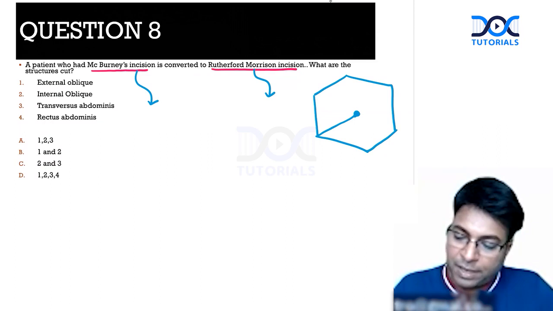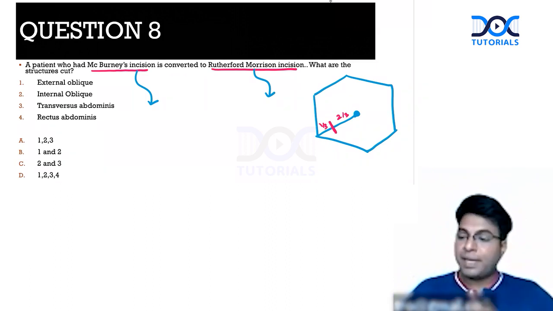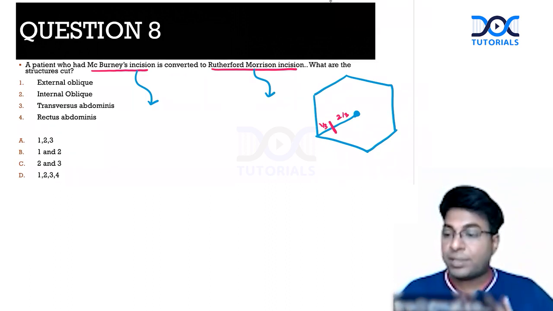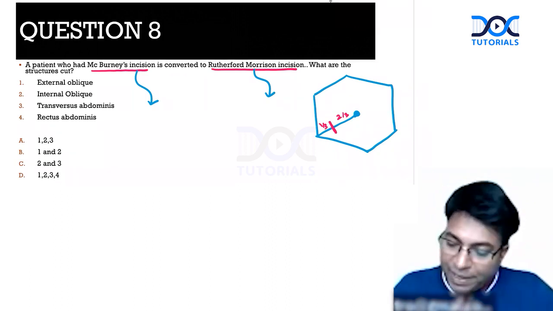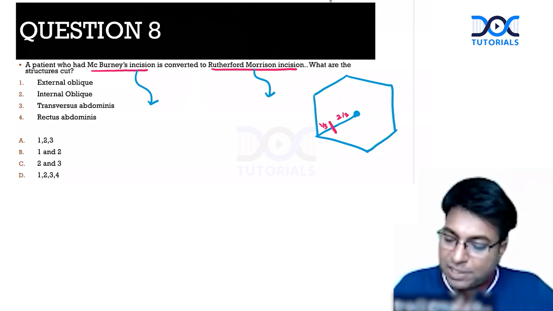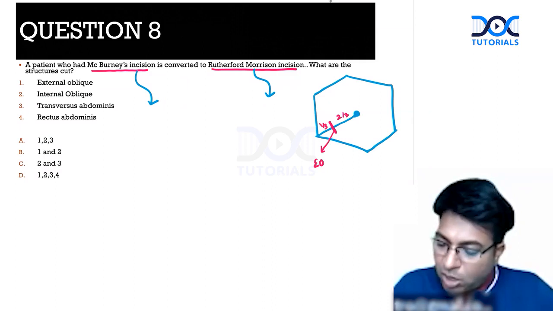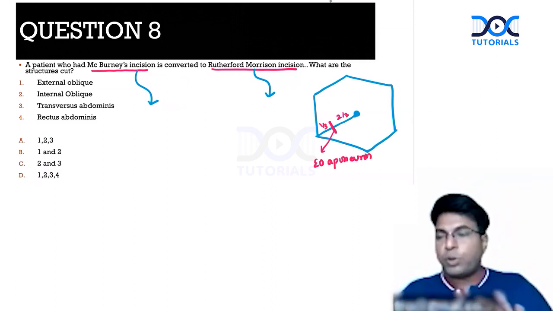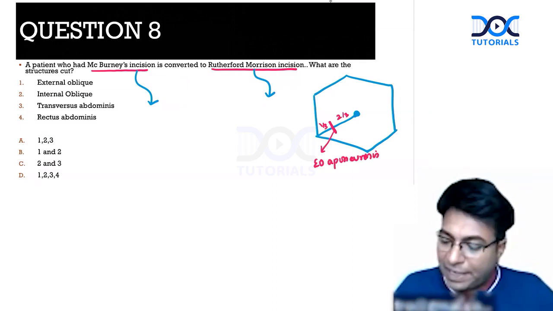In McBurney's incision, at the junction of the medial 2/3 and lateral 1/3 at McBurney's point, I will make a line incision like this. It is an incision made on the skin. Then it will be extended to the external oblique aponeurosis, not muscle. There will be no muscle at that point. There will be external oblique aponeurosis.